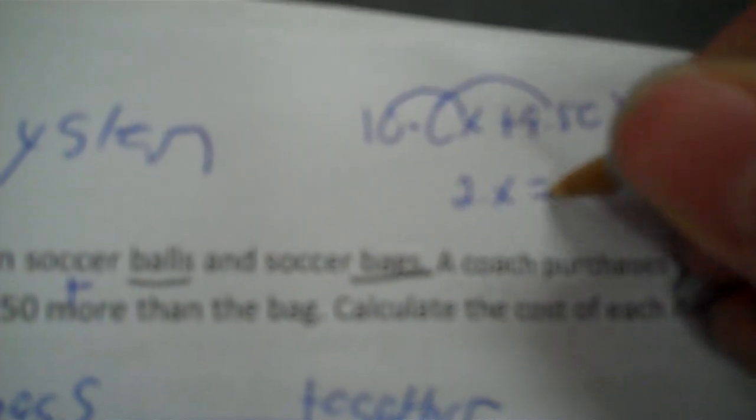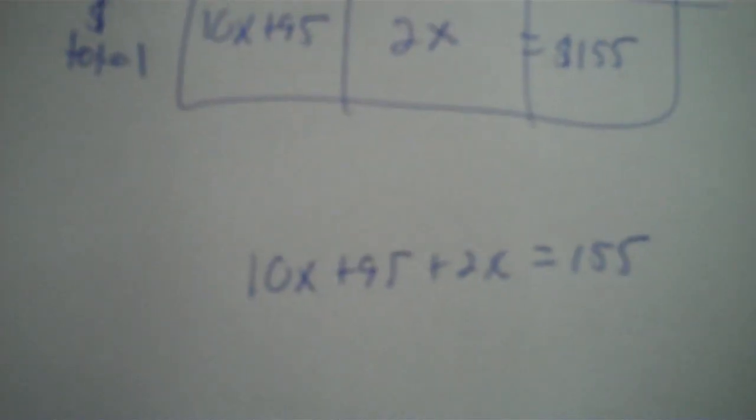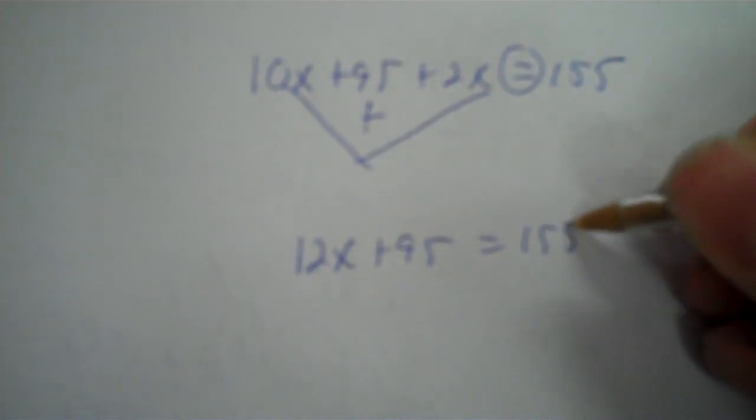Okay, then you take 2 times x. So 2 times x is 2x. Okay, so line that up. 10x plus 95 plus 2x equals 155. Okay, then you combine your x's to 12x plus 95 equals 155.